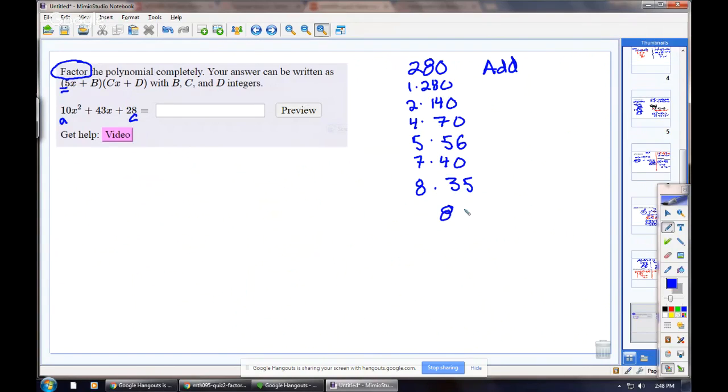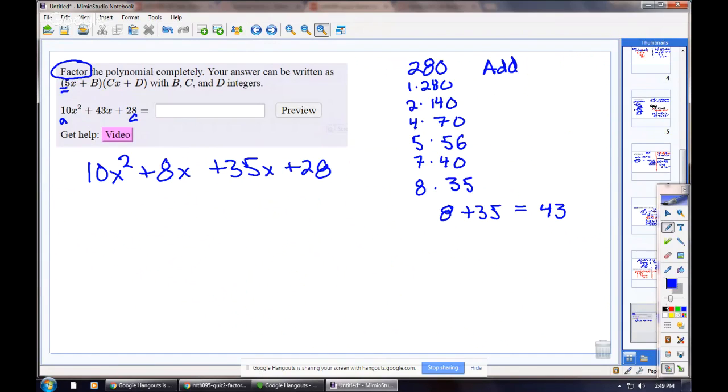So just reminder, 8 plus 35. Count on your fingers. I do all the time. Is 43. All right, so then we rewrite the middle term. So I got 10x squared plus 8x plus 35x plus 28. All right, so that was the point of all that, to rewrite the middle term. So now I'm ready to factor with variables.